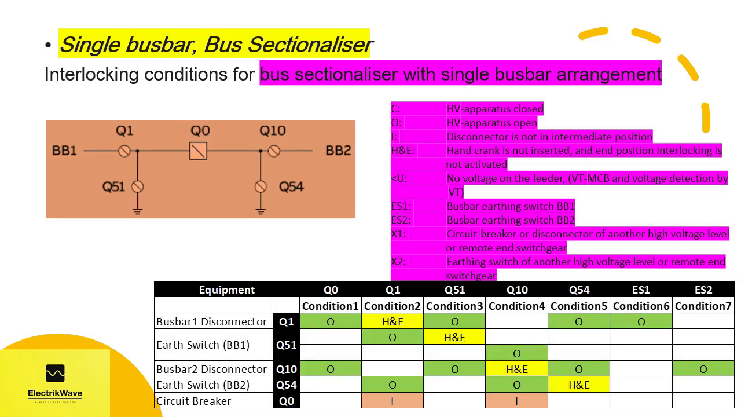Here is the summary of interlocking conditions between circuit breaker, disconnector and earth switch for bus sectionalizer with single busbar arrangement. As discussed earlier, these are mandatory switchable equipment interlocking conditions and must meet conditions 1 to 7. Other interlocking requirements can be complied with as per client practice and local standard requirements.